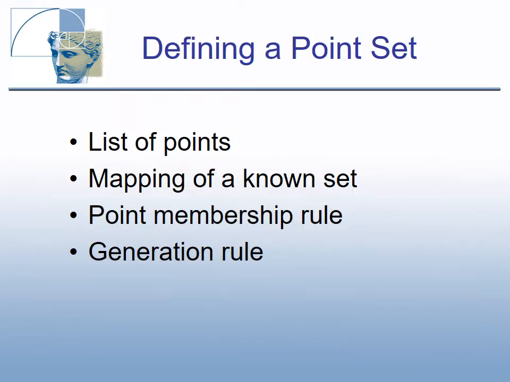Okay, let's start. How can one define shapes? There are several basic ways to do this. The first one is making a list of all elements, points of the point set. The second one, mapping from the known set. One more option is the point membership rule, and finally, with generation rule.